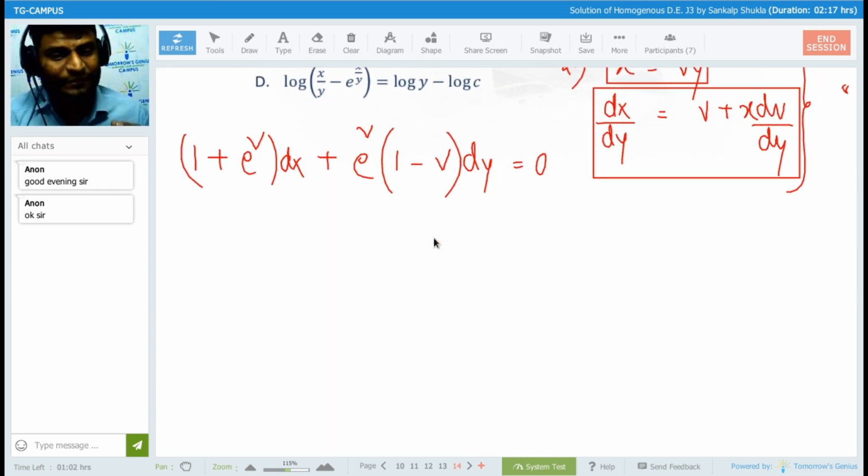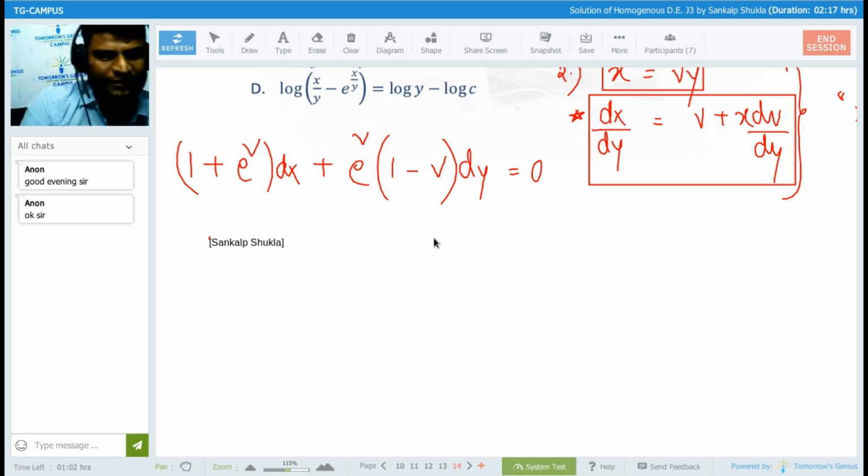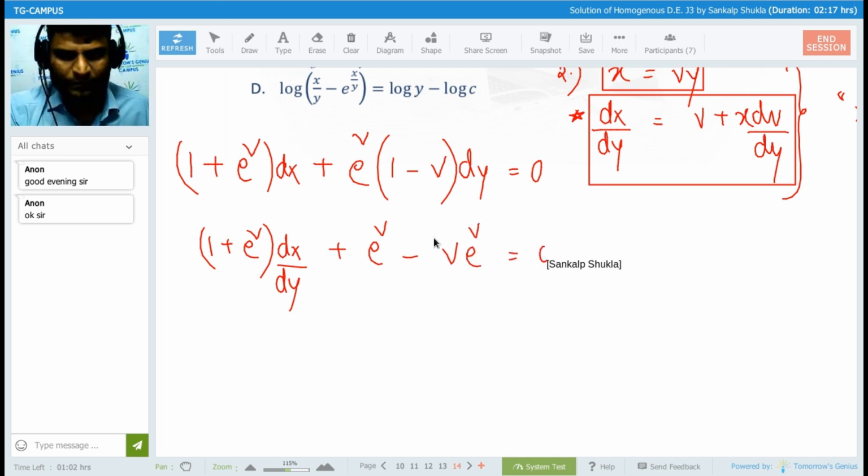Now rather than creating dy by dx, I should create dx by dy because I have to put the value of dx by dy, right? So just divide the whole equation with dy. So this will become 1 plus e raised to the power v into dx by dy plus e raised to the power v minus v into e raised to the power v is equal to 0. Got it?